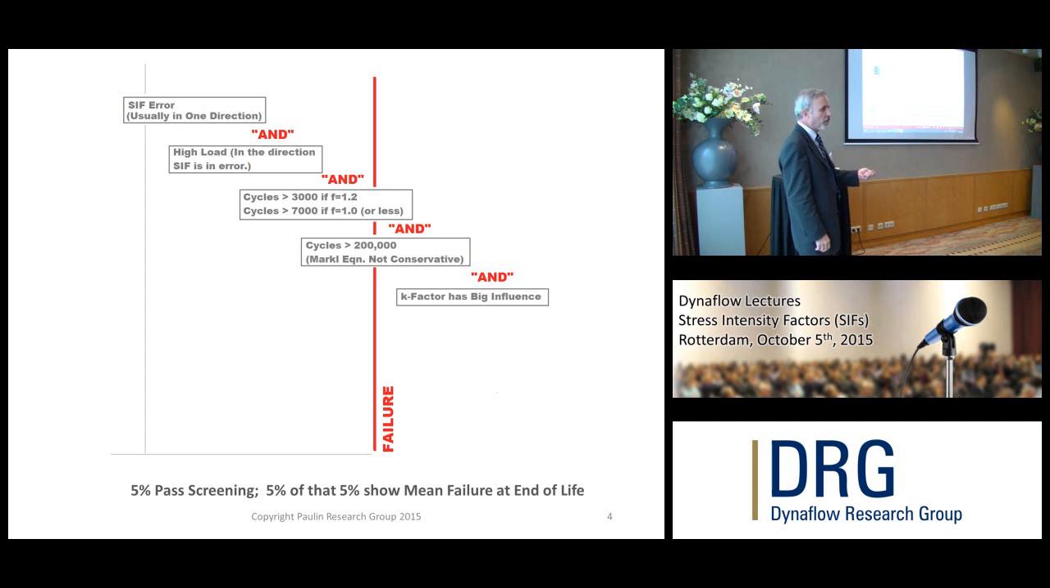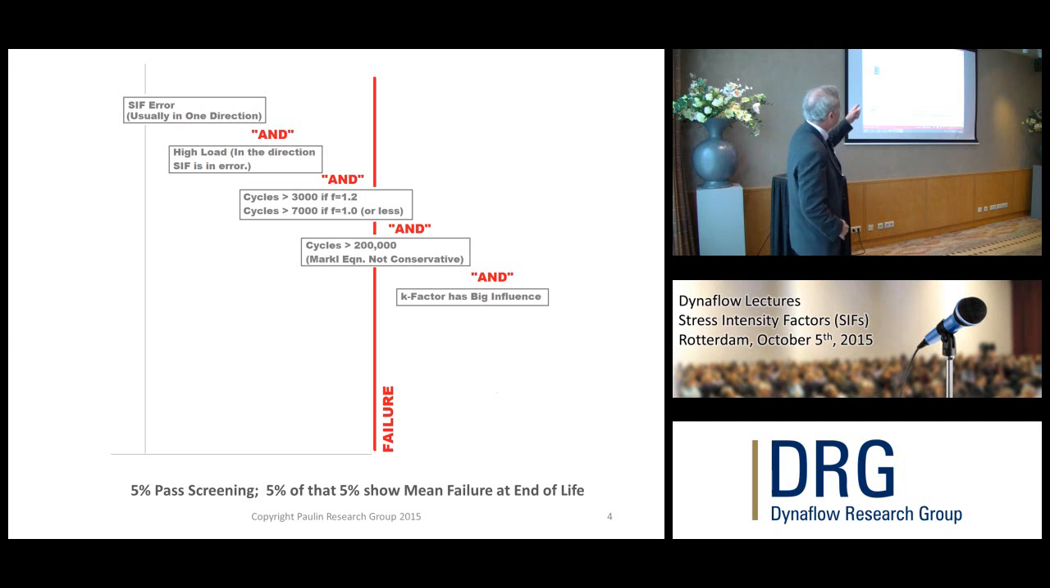So does that mean that your piping was in error, all the pipe stress you got? Well, no, because the pipes have to be in error where there's a high load that's in error also. So for it to be significant, you have to have the SIF error in the place where there's a high load. If the loads are low and the SIFs are off, it doesn't matter.